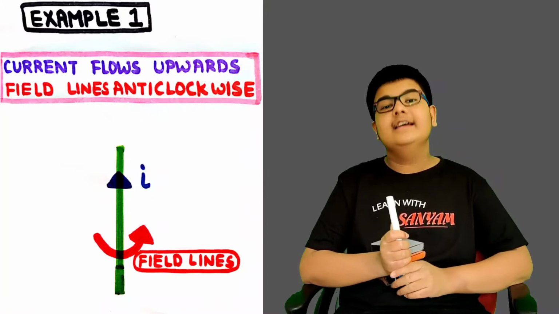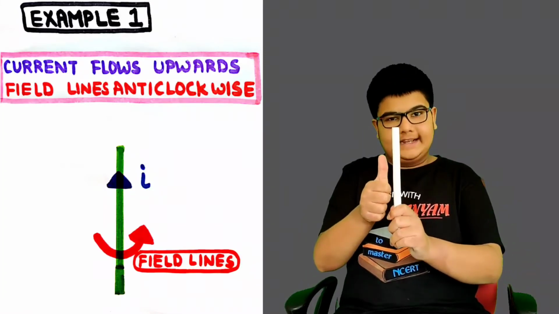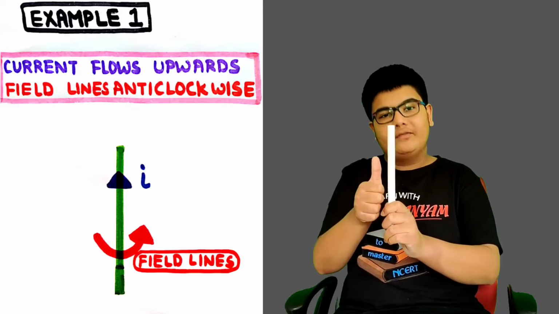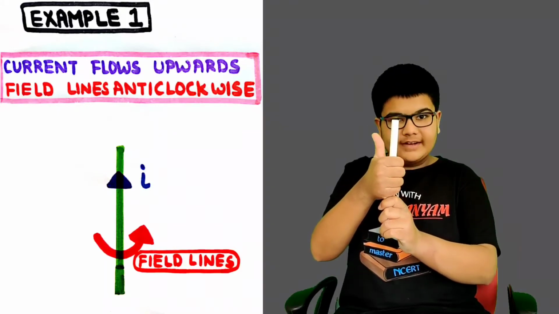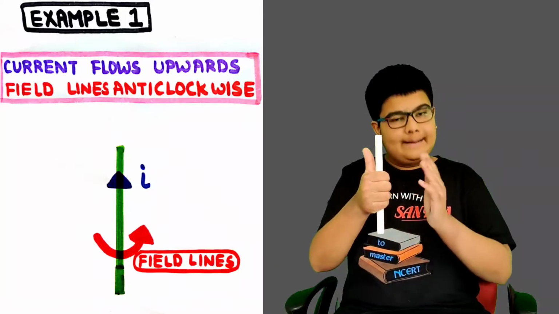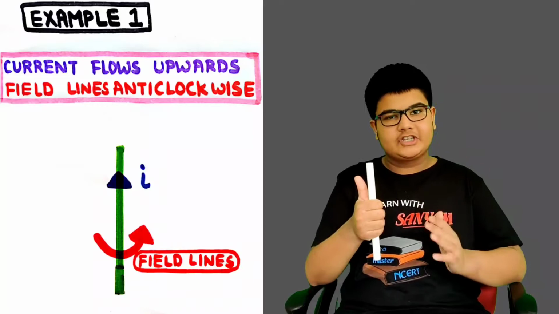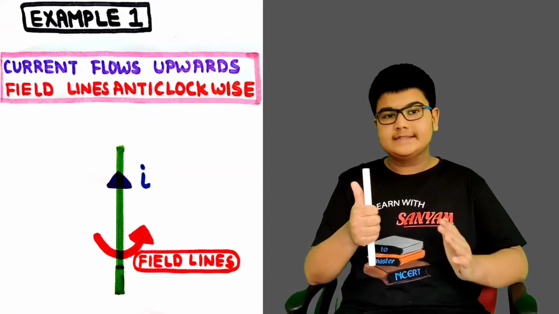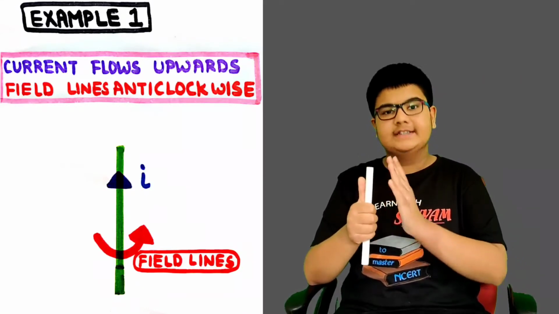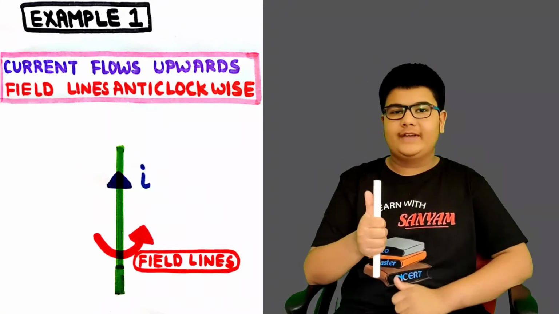So basically, take your right hand's thumb in the direction of current. Wrap your fingers around the conductor. The wrapping of fingers will indicate the direction of magnetic field. Thus, if the current flows upwards, the field lines will be anti-clockwise.